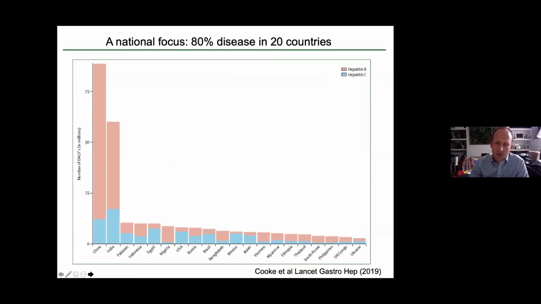And we could look at 20 countries that represent 80% of the disease burden in the world. And many of these, at least 10, are in Southeast Asia or Asia more widely. And clearly, any effort to achieve elimination goals is going to need to be successful in each of these countries to have an impact globally.